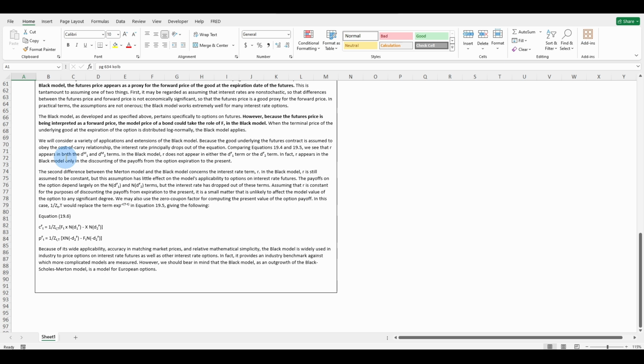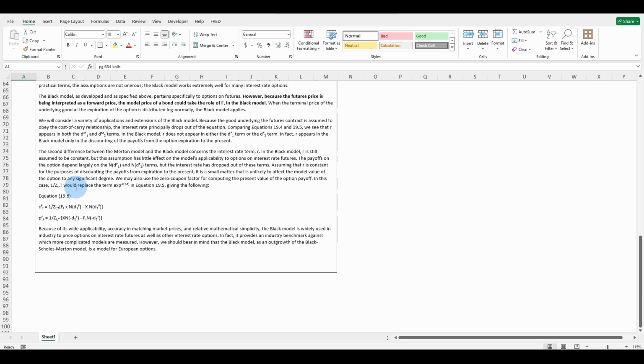Comparing equation 19.4 and 19.5, we see that R appears in both the d sub M1 and d sub M2 terms. In the Black model, R does not appear in either the d sub F1 or the d sub F2 term. In fact, R appears in the Black model only in the discounting of the payoffs from the option expiration to the present. The second difference between the Merton model and the Black model concerns the interest rate term R.